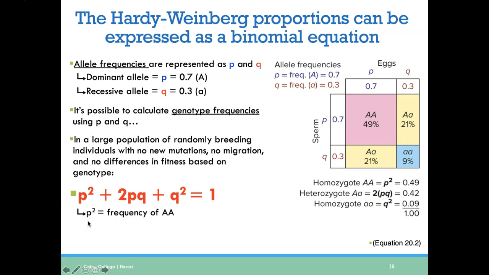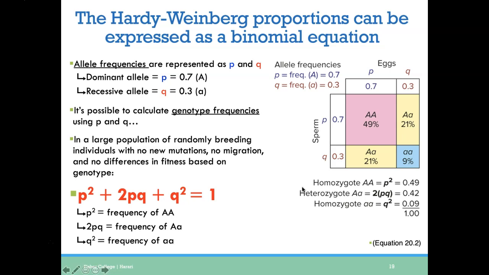P squared represents the frequency of big A individuals. So it's the percentage of individuals that are homozygous dominant, right? So p squared is the genotype frequency of big A big A. 2pq is the genotype frequency of big A little a. And q squared is the genotype frequency of the homozygous recessive individuals.